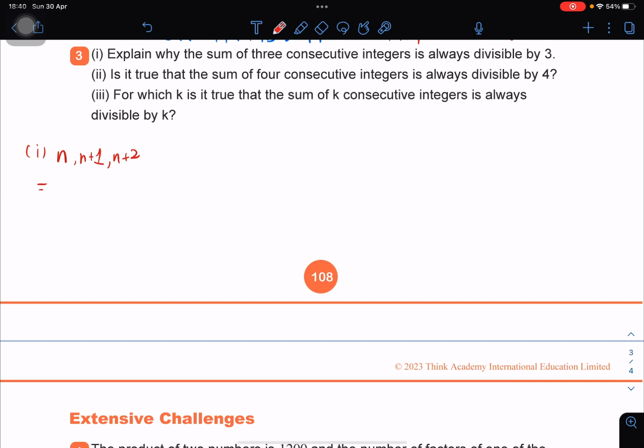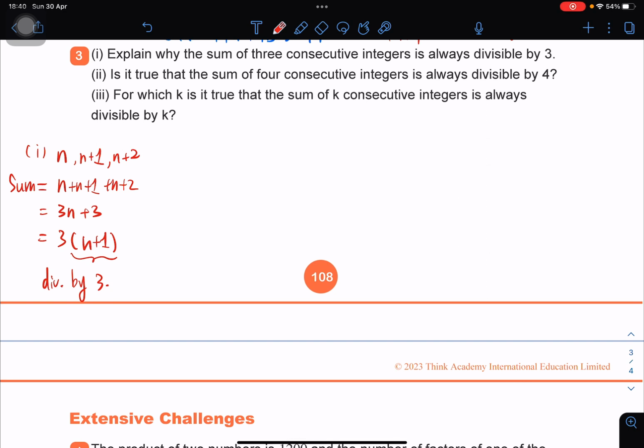So the sum of the 3 of them is going to be equal to n + (n + 1) + (n + 2), which is 3n + 3, which is 3 times (n + 1). So now we know that n + 1 is an integer, so 3 times an integer must be divisible by 3, right? Because dividing by 3 just gives n + 1, so it's divisible by 3.